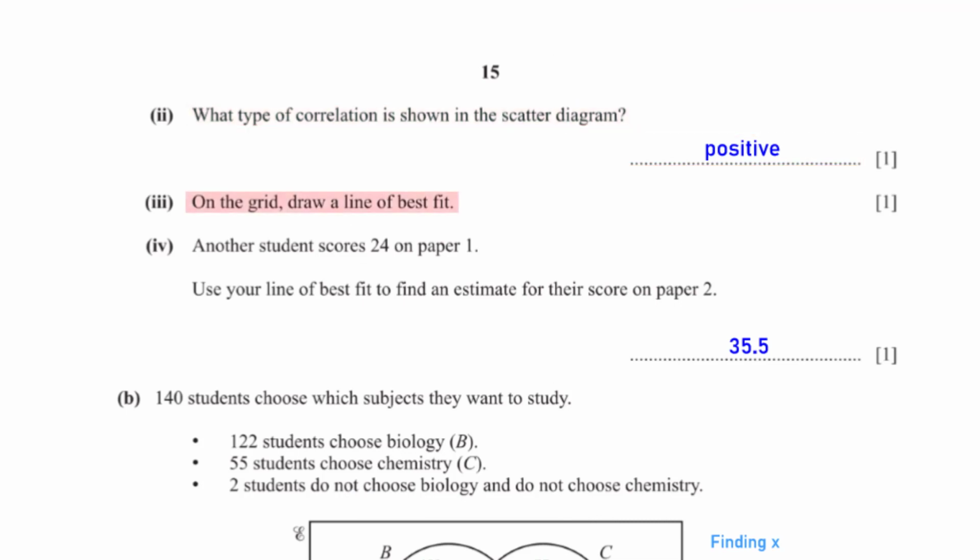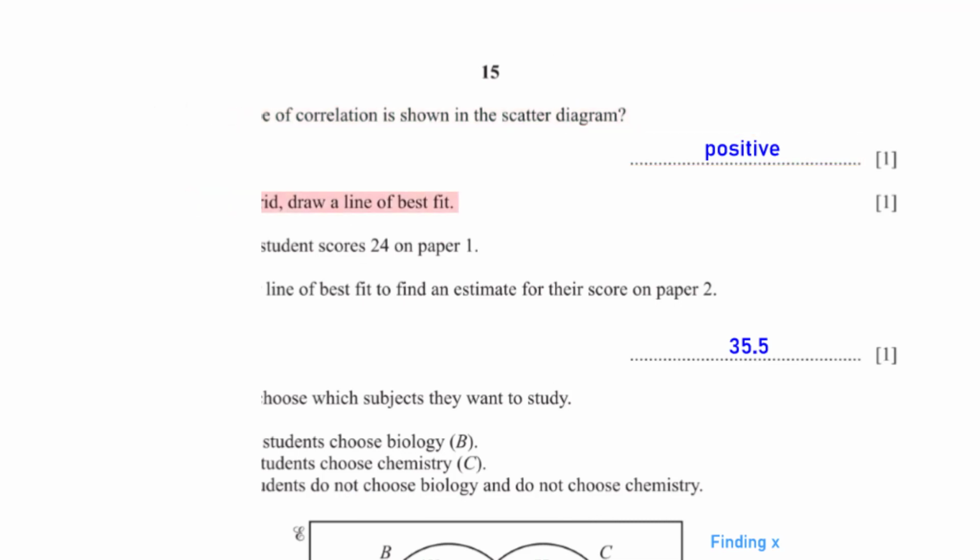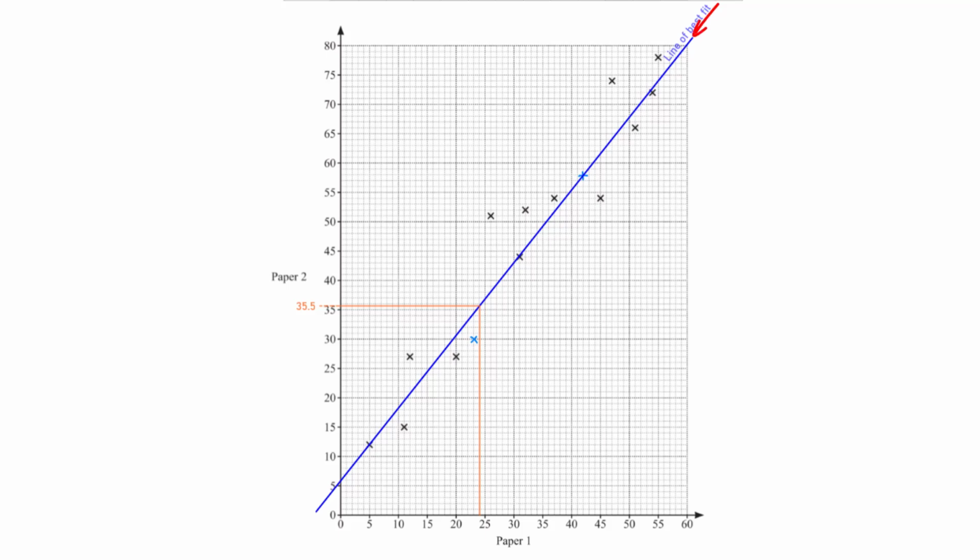On the grid, draw a line of best fit. On the grid, we've drawn a line of best fit. The general rule of thumb for drawing a line of best fit is to ensure that it passes through as many points as possible while balancing an equal number of points above and below the line.